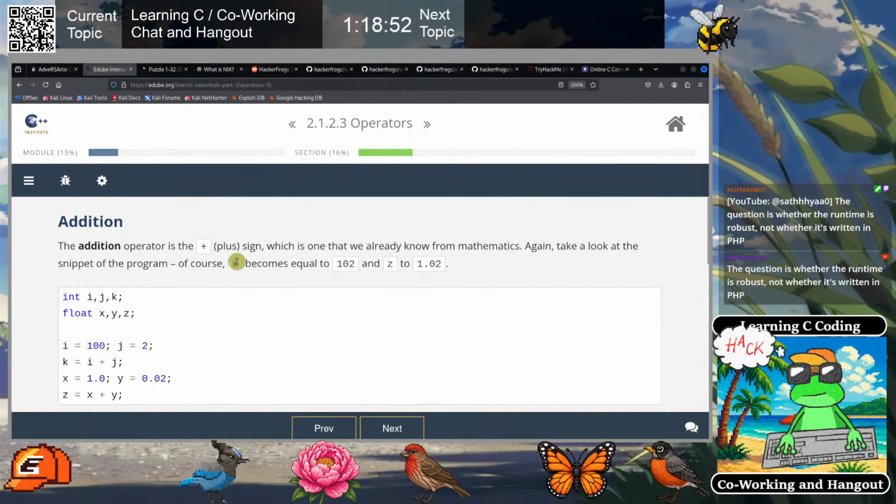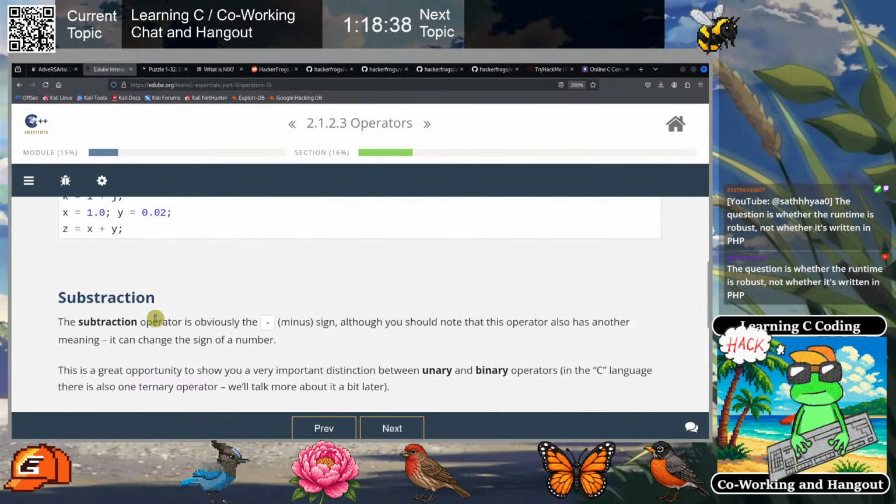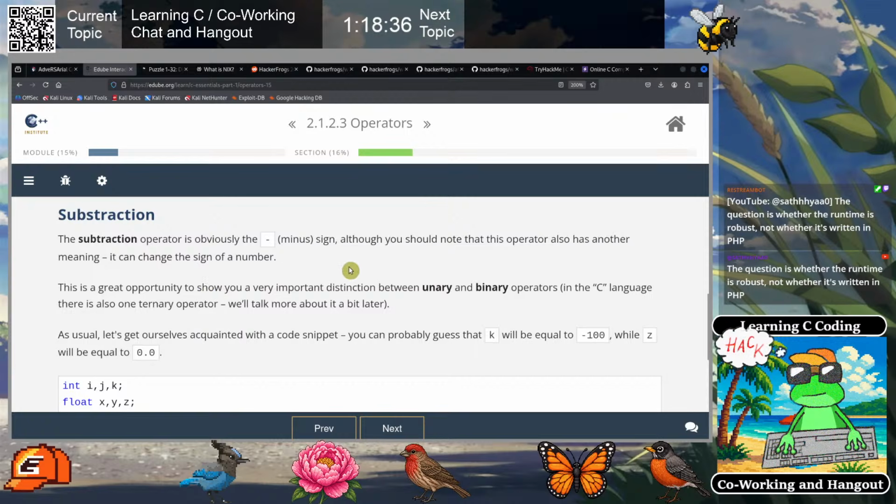Addition. The addition operator is the plus sign. Let's look at the snippet of the program. This is pretty straightforward. So 100 plus 2, and then we've got 1.0 plus 0.02. Okay, and then we've got subtraction with the minus sign. Although you should note that this operator also has another meaning. It can change the sign of a number. So minus can subtract a number, and it can also indicate that a number is negative.